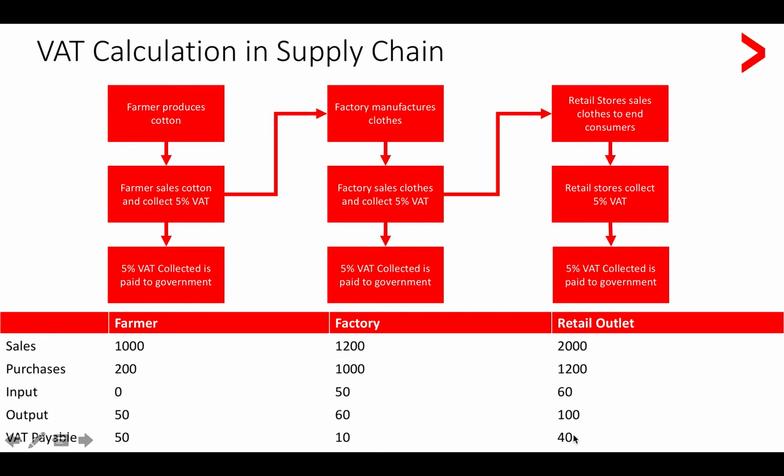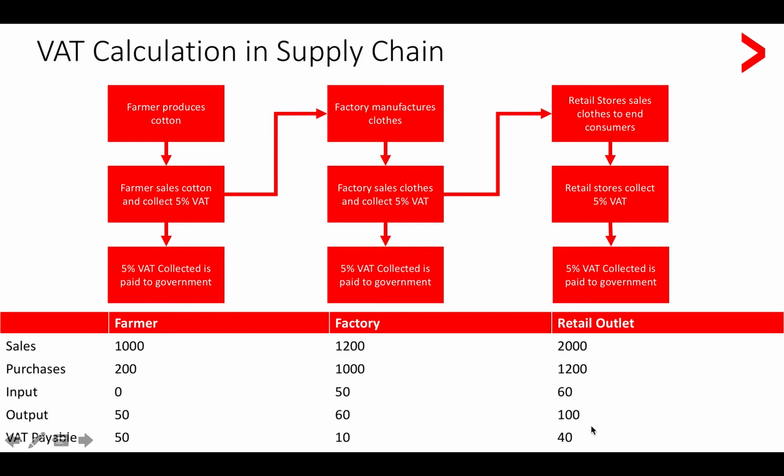If we look at all the calculations, starting from farmer, factory, and retail outlet, the total of the VAT makes 100. That's 50 plus 10 plus 40. This VAT is the end VAT which is being paid at the time of the sale by the end consumer, because the consumer cannot claim VAT again from the government. So this is the amount which is being paid by the consumer.